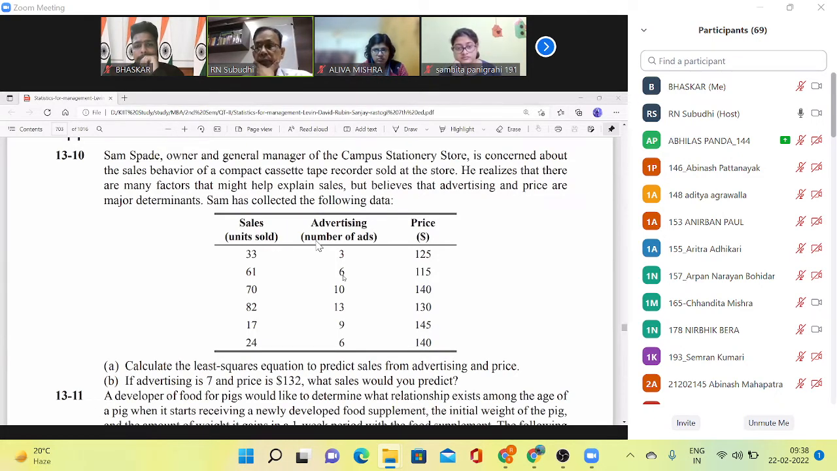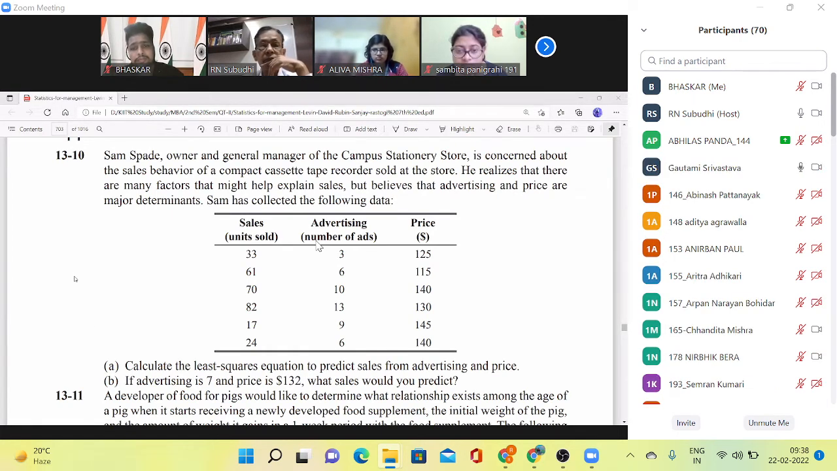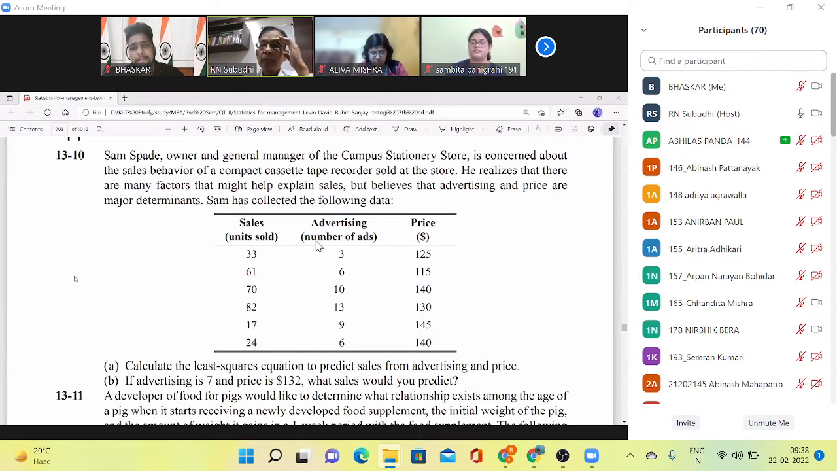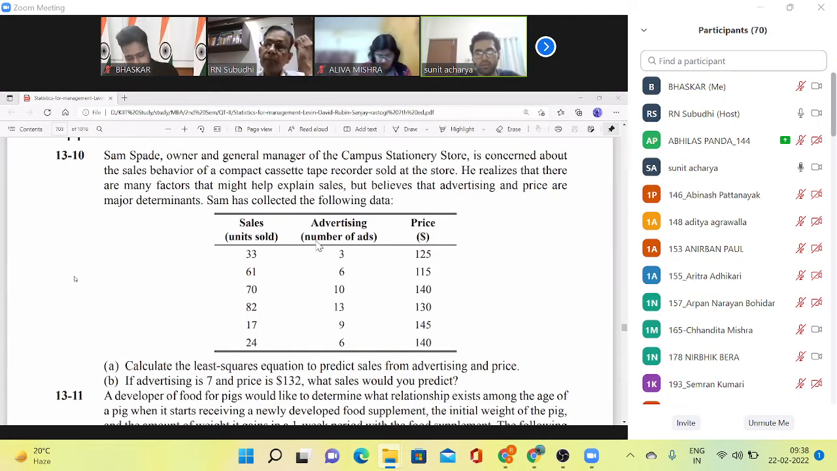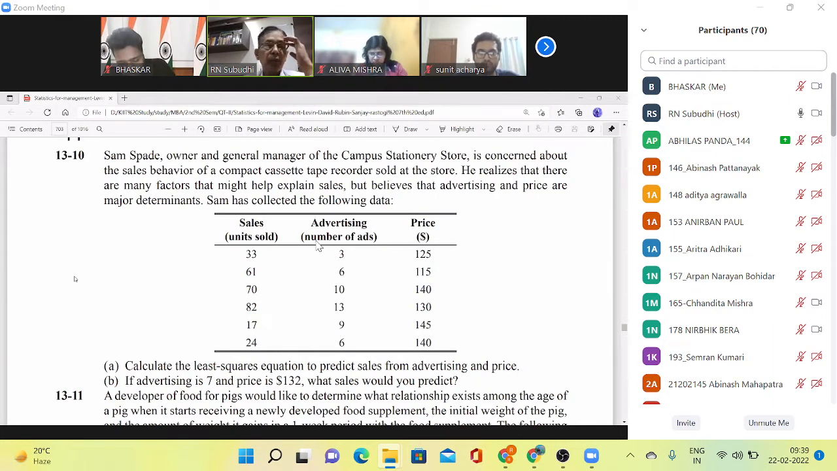In this column, Gautami, which is dependent, which is independent? Sir, sales is dependent and advertising is independent. All of you agree or any difference of opinion? Sunita Sajja? All of you note down 13.10. Yes, so sales is dependent, advertising price are independent. Just note 13.10 in your notebook. Next, page down.